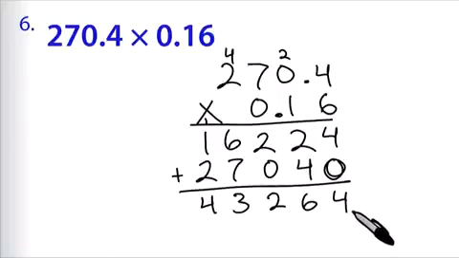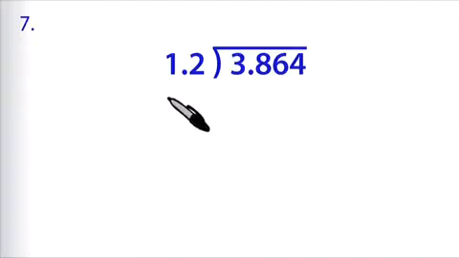So to undo that, we need to move the decimal point back 3 to the left. 1, 2, 3. So it goes right there. So the answer to 270.4 times 0.16 is 43.264. For problem 7, we have 3.864 divided by 1.2.